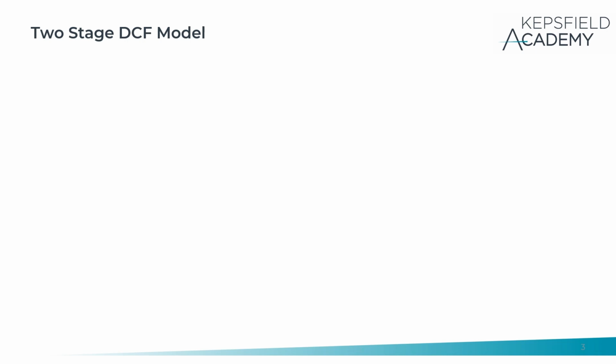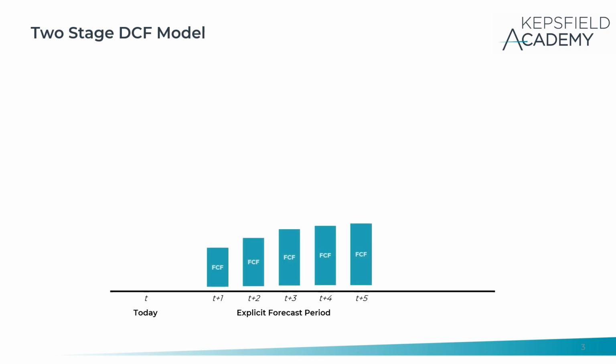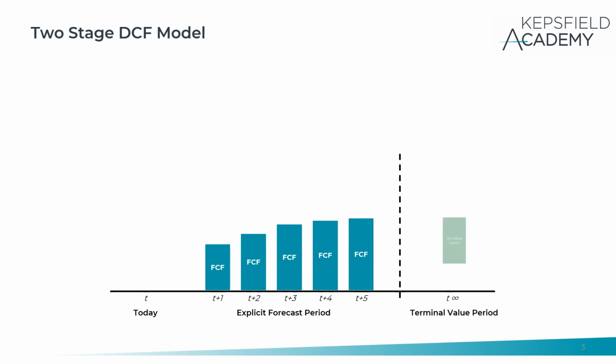The two-stage DCF model is structured around two distinct phases, each of which captures different aspects of a company's financial performance. The first stage, known as the explicit forecast period, focuses on detailed near-term projections. The second stage deals with the estimation of the company's value beyond this near-term period.